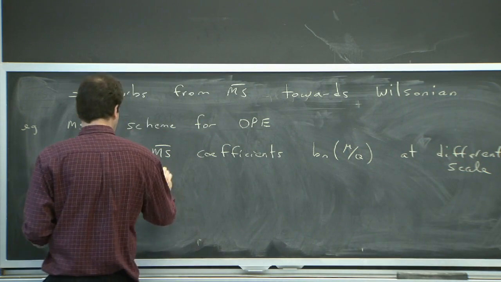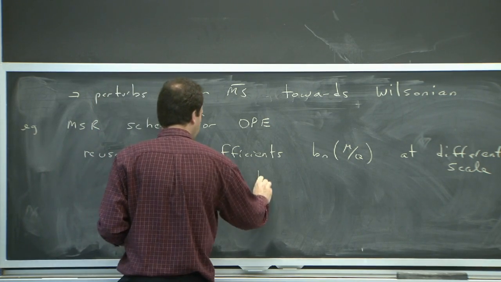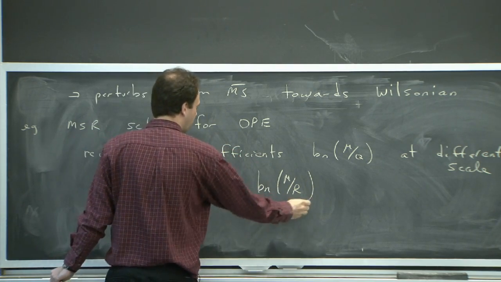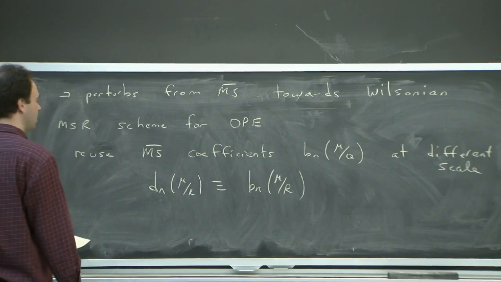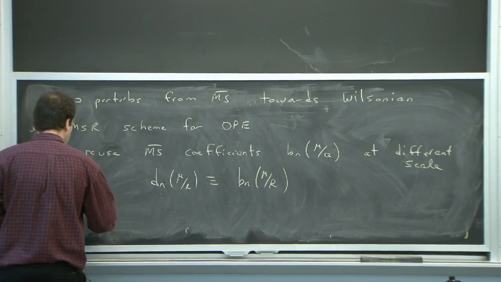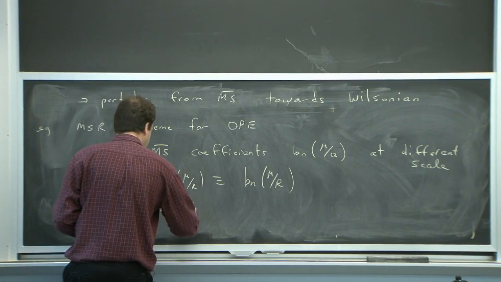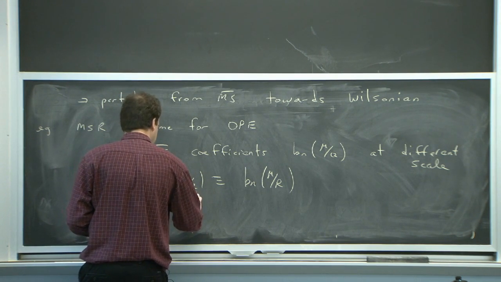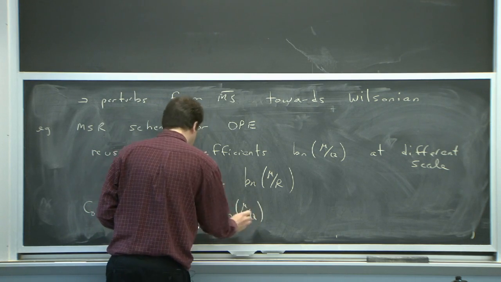So what we do is we say Dn of mu over R is defined to be the Bn of mu over R. These guys were the MS bar coefficients. These guys are whatever we decide to put into the series over there. Just take them to be equal. That's the MSR scheme. And then if you look at what the coefficient is, if we just write out explicitly what the coefficient is by plugging in the series, you can again see how it's providing a cutoff.